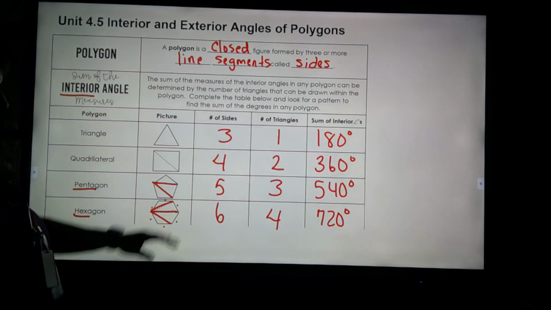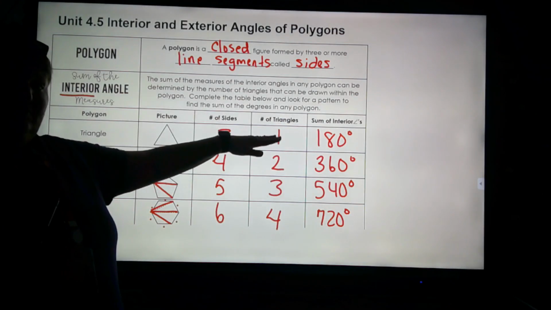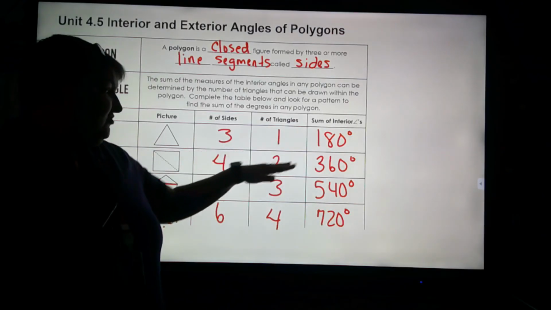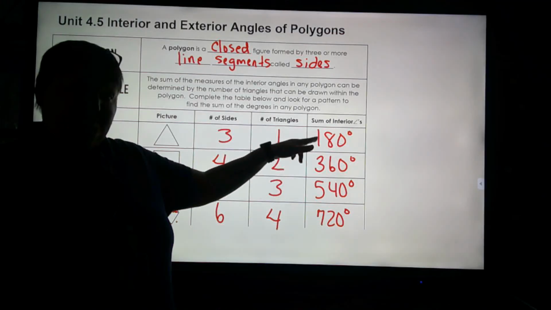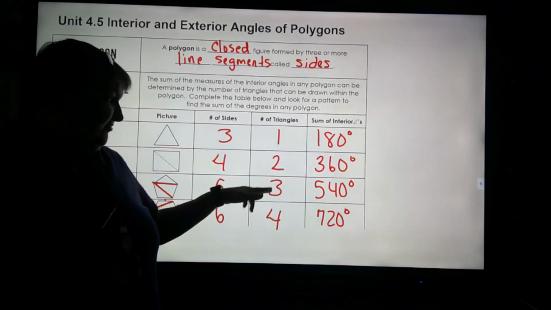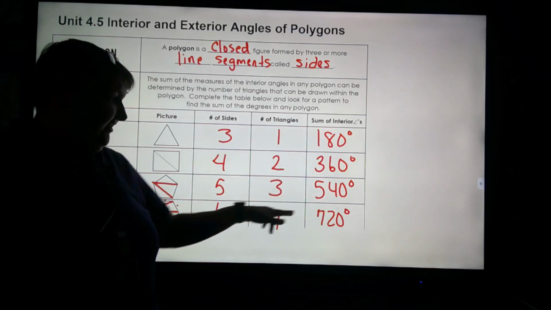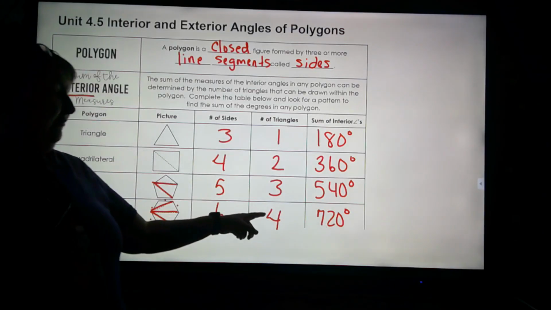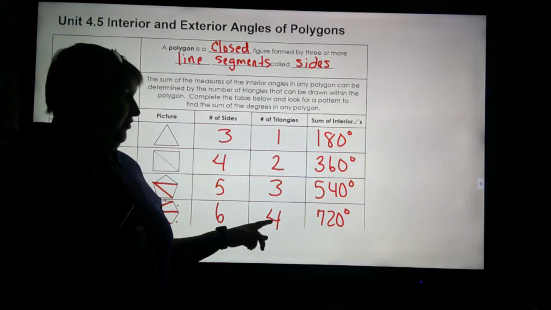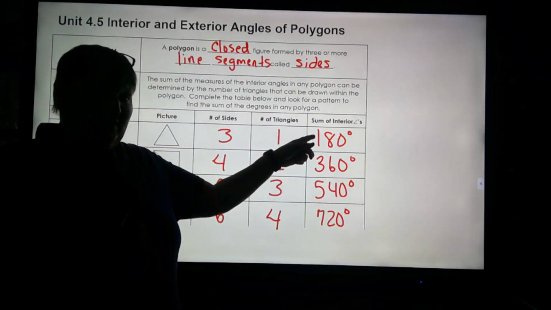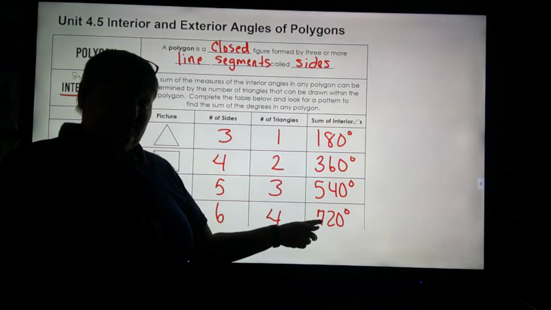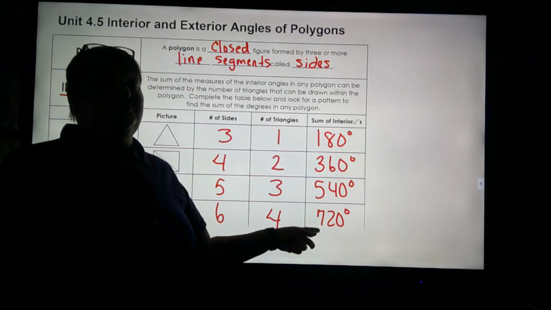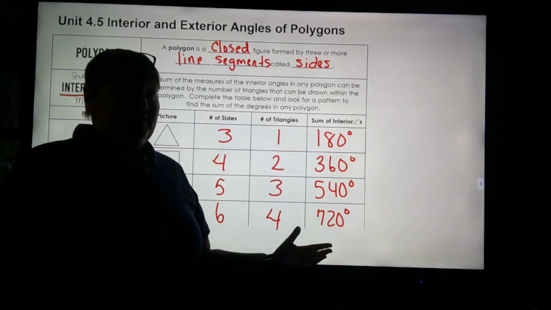Right? The pattern we figured out is for every triangle, it's 180 degrees. So if there are 2 triangles, 180 plus 180 is 360. 3 triangles, another 180. 4 triangles, another 180. That means if you know how many triangles you can make, you can multiply by 180, and it will give you the sum of the interior angles, and you can use that knowledge. All right?